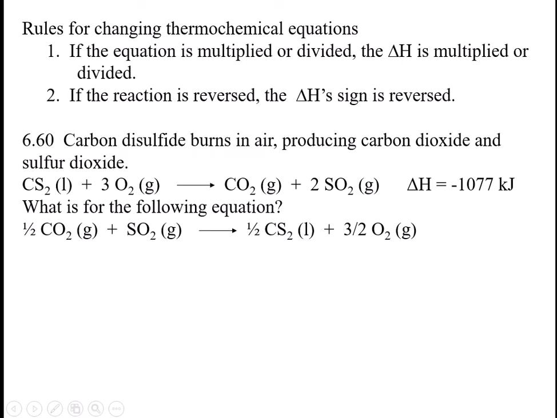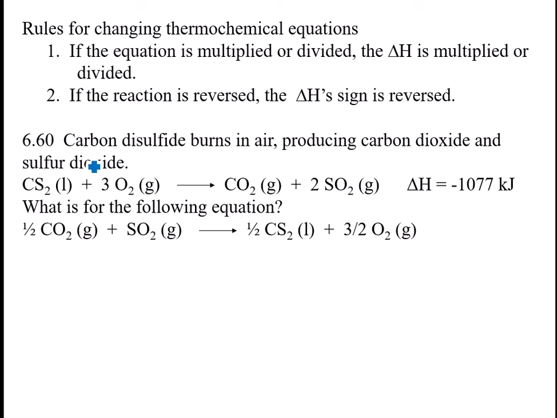Okay? Now, we can manipulate thermochemical equations, and if we change the equation in some way, it also changes the delta H. The next section that we're going to be doing is something called Hess's Law. In Hess's Law, we need to be able to change the chemical equation in order to get it to add up to what we want it to be. So the two manipulations are, if the reaction is multiplied or divided, then delta H is multiplied or divided. If the reaction is reversed, which means that the reactants become the products and the products become the reactants, then all I have to do is reverse the sign of delta H. So if it was negative, it becomes positive. If it was positive, it becomes negative.